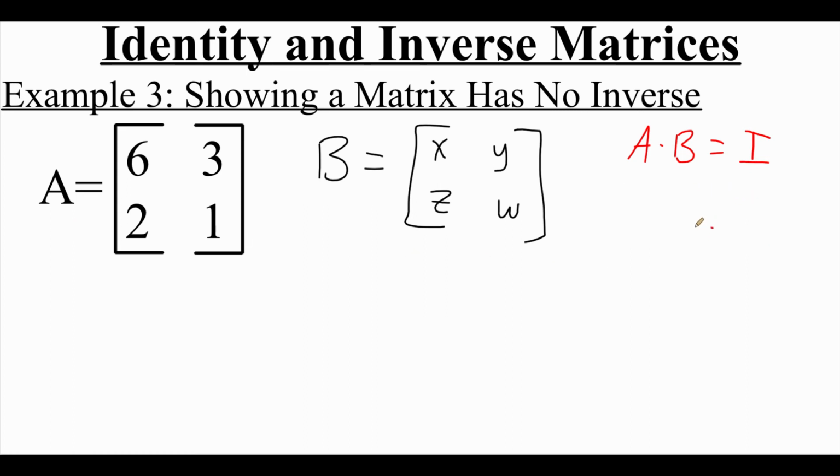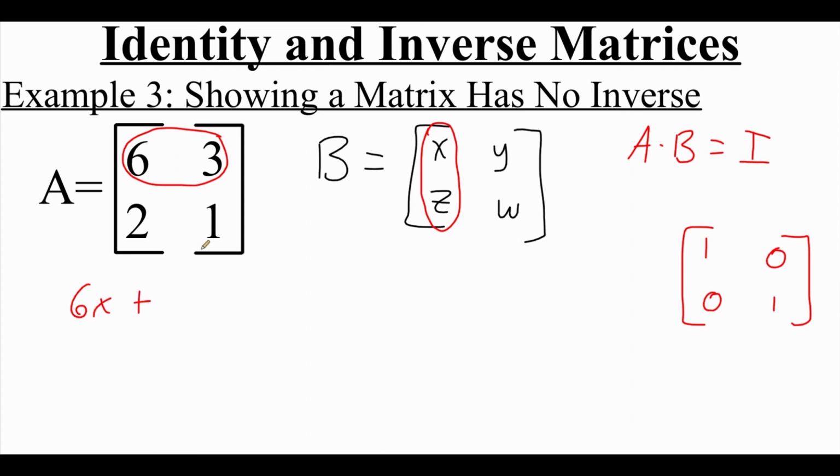So in our identity matrix, because we're dealing with 2 by 2 matrices, we should have a 1, a 0, and then another 1. So what we're going to do is we're going to take the first row from matrix A times the first column from matrix B. So 6 times X is going to be 6X plus 3 times Z is 3Z. But then I'm going to take the first row from matrix A times the second column from matrix B. So 6 times Y is 6Y plus 3 times W is 3W.